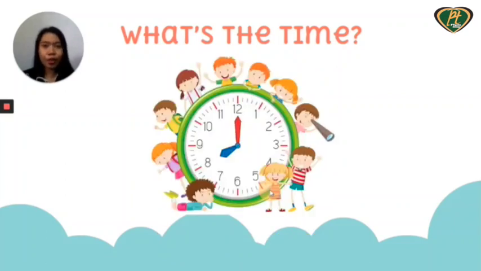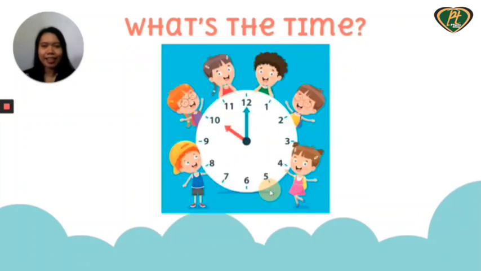Next, look at this clock. The long hand is on number 12, and then the short hand is on number 8. So what's the time? Yes, it's 8 o'clock. Let's say together. It's 8 o'clock. Next, look at this clock. The long hand is on number 12, and then the short hand is on number 10. The time? Good job! It's 10 o'clock. Say with me. It's 10 o'clock.